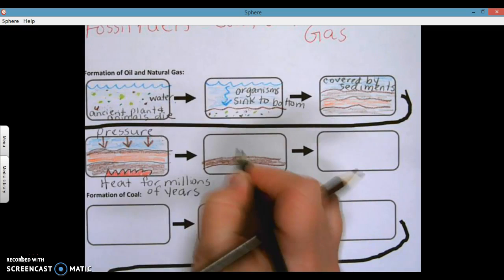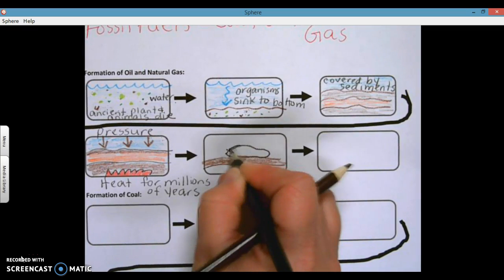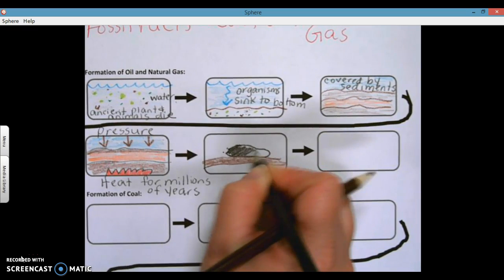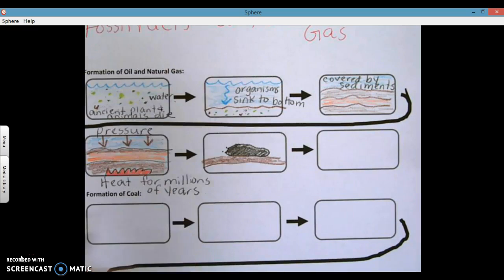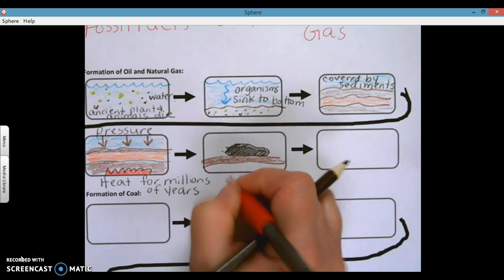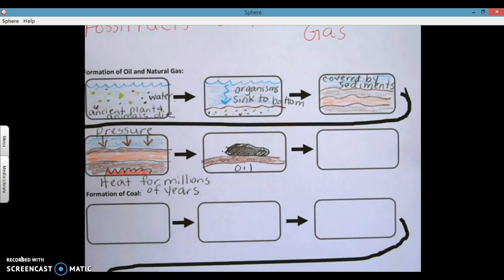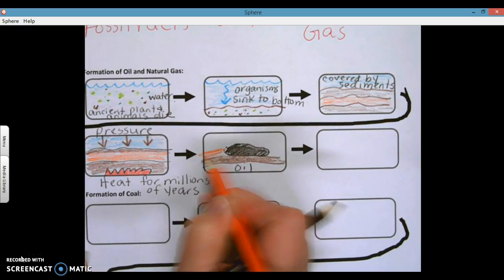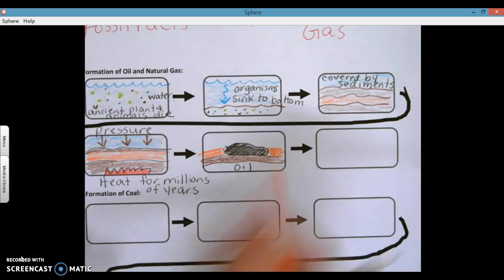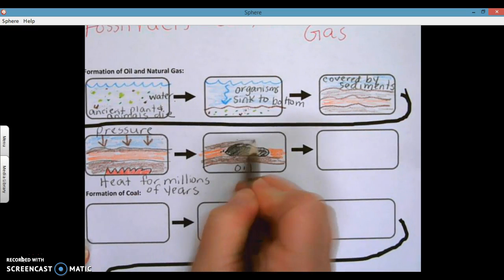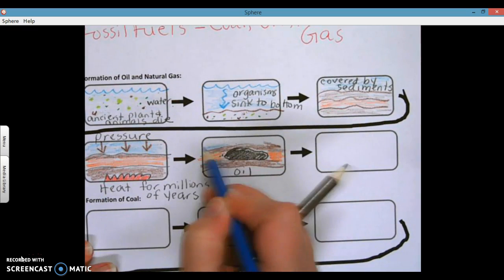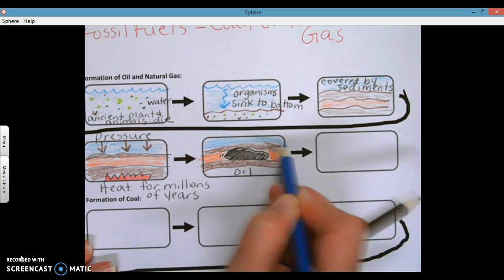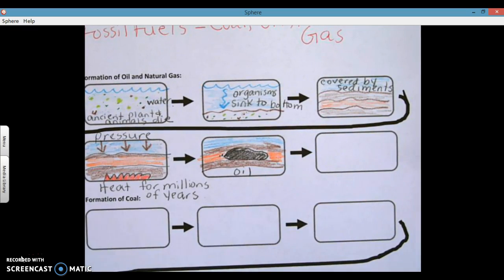which oil is a liquid. It's black. The big kid word for oil, do you know it? I hope you do. It's called petroleum. So here's our layers. We had all that pressure and heat, and we ended up with oil. Now, most of you already know that you have to dig down into the ground to get the oil out. So there's our oil. Now, how do we get our oil to change into gas?